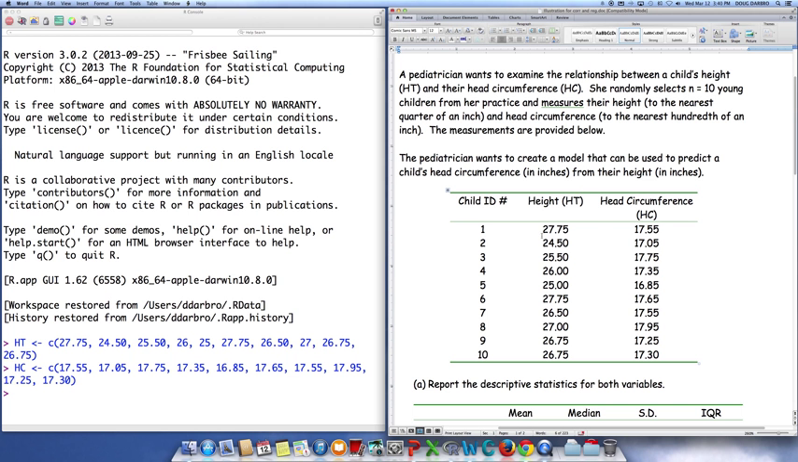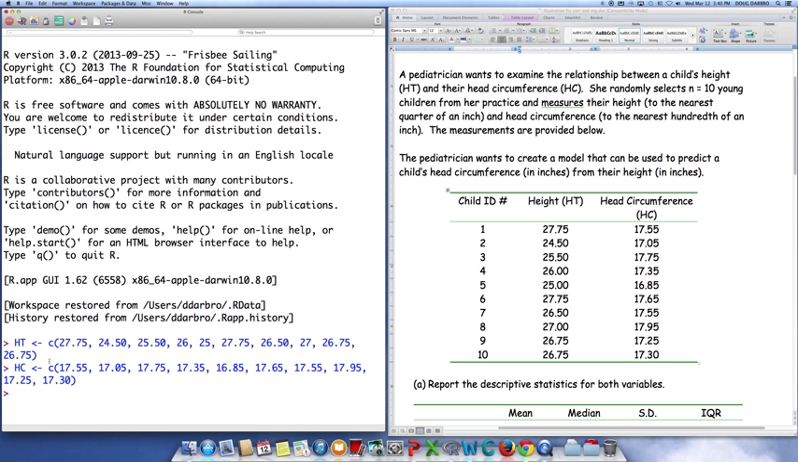The very first thing I did, you can see that we have our data that I'm highlighting for height, and of course we have our data for head circumference. I came over to R and entered the data in this format. First I gave the variable a name. HT seemed reasonable to me: two letters, all capital, easy to access. Then I copy and pasted the data in the C command, and I did the same thing for HC, which is head circumference.